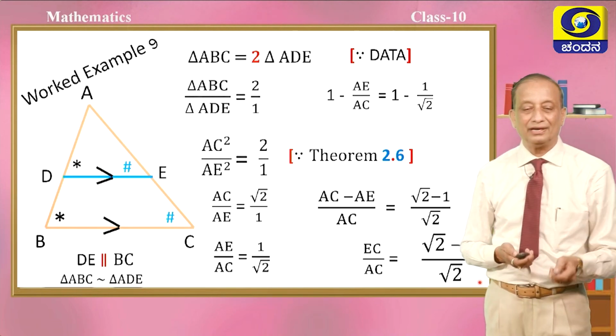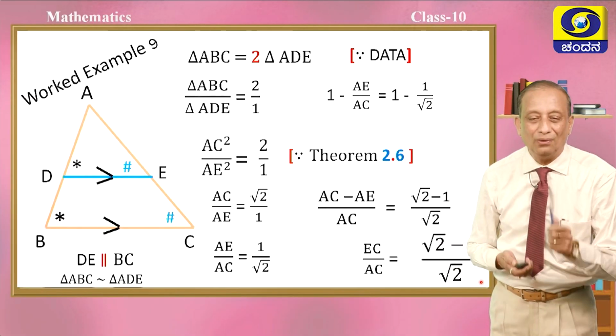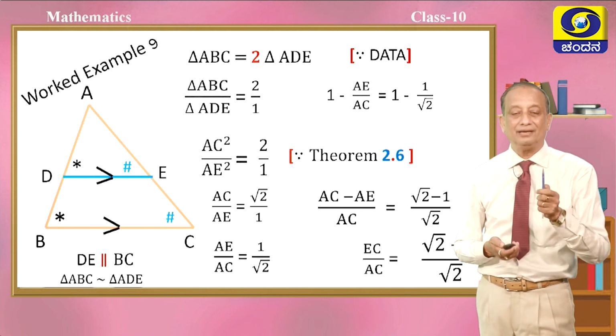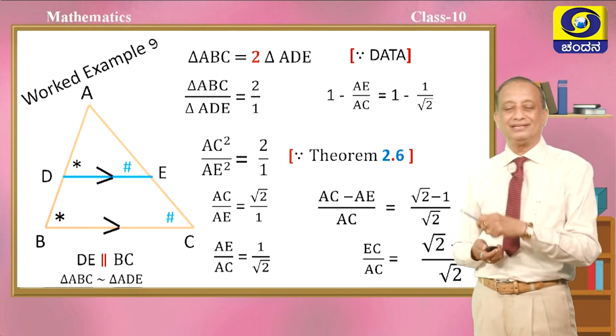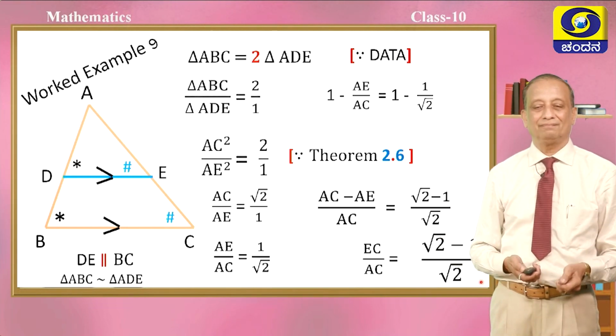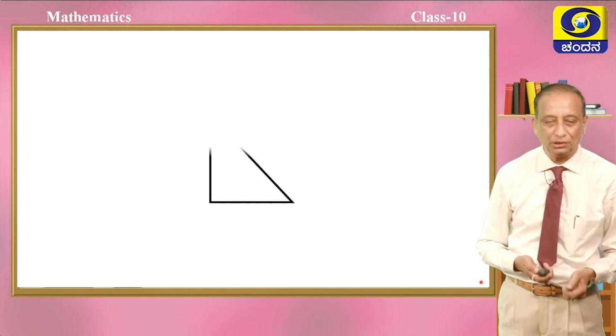So observe the figure, AE upon AC is 1 by root 2, whereas EC upon AC is root 2 minus 1 divided by root 2. This is because it can be obtained only by subtracting the proportion from 1. Then only you get AC minus AE, and hence this, children. So this is a very important relationship which you should remember.